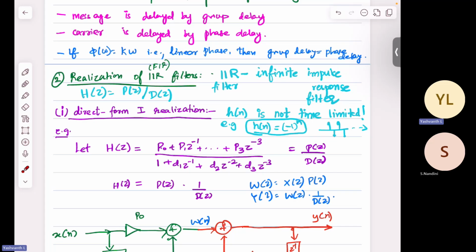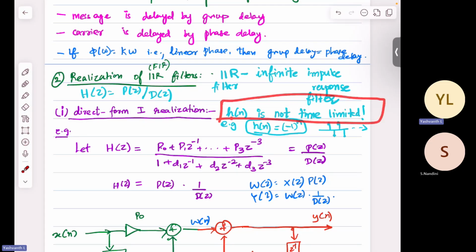In particular, we will study infinite impulse response filters. That is because for an IIR filter you can always express h of z as a ratio of two polynomials, p of z and d of z. Here h of z is the transfer function, that is, the z transform of the impulse response. The zeros of d of z are called the poles, and the zeros of p of z are called the zeros of the filter. So that's what I've written here.